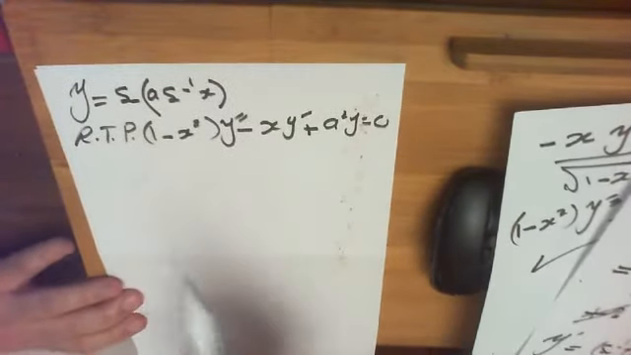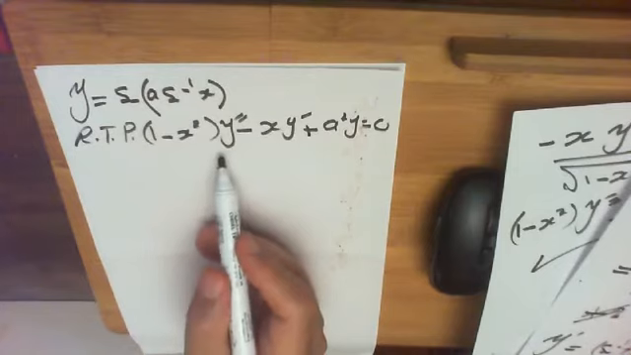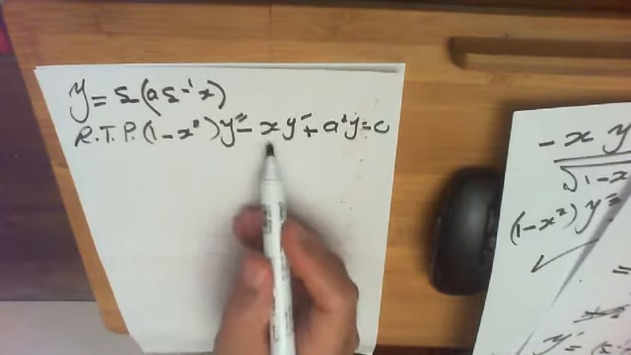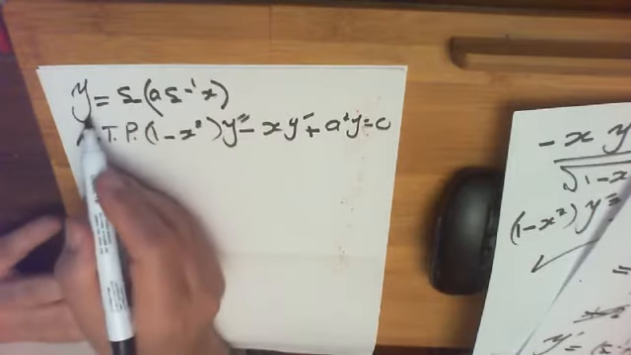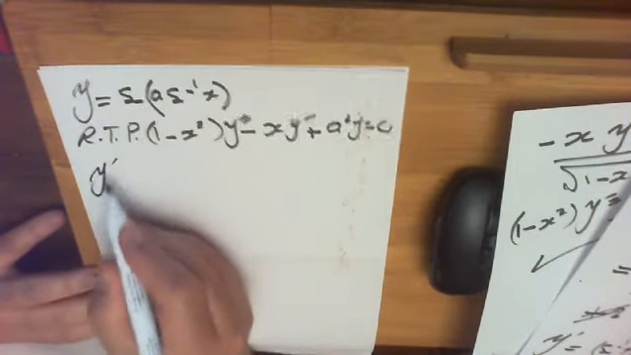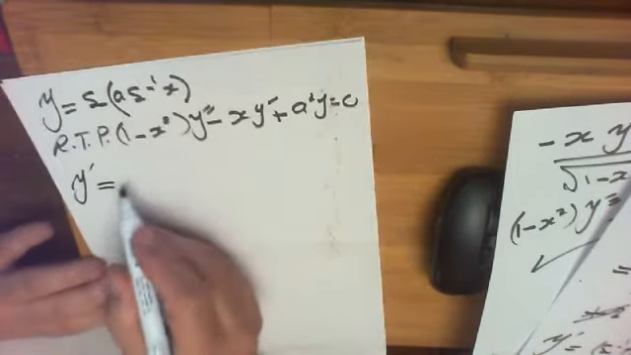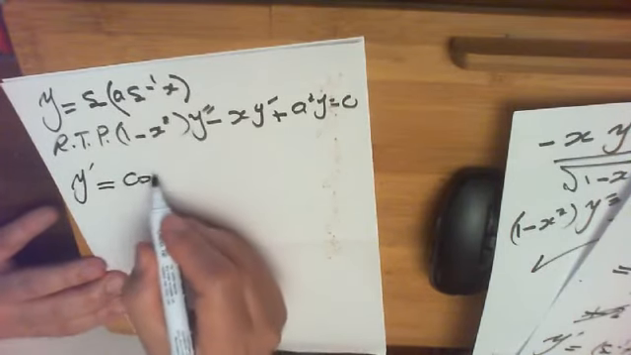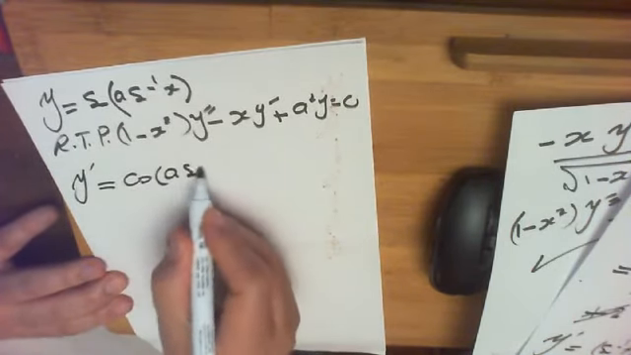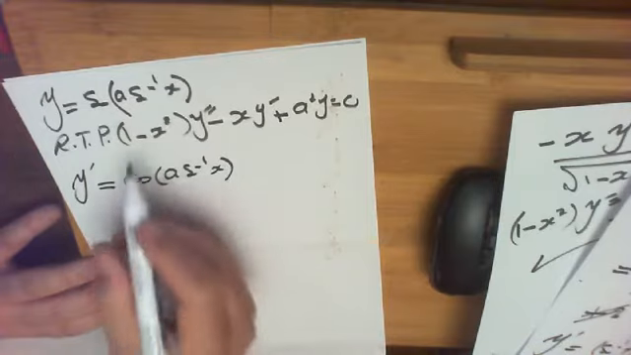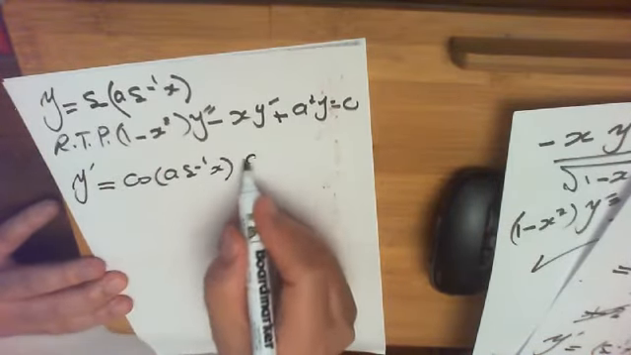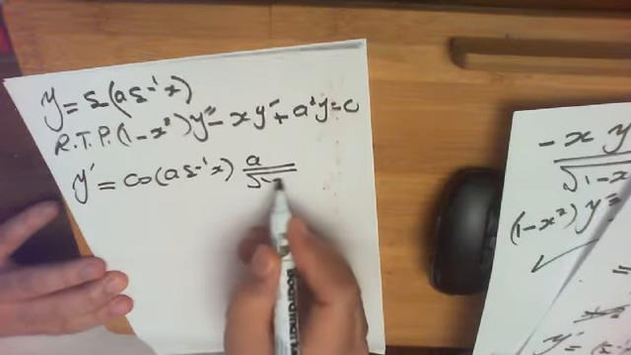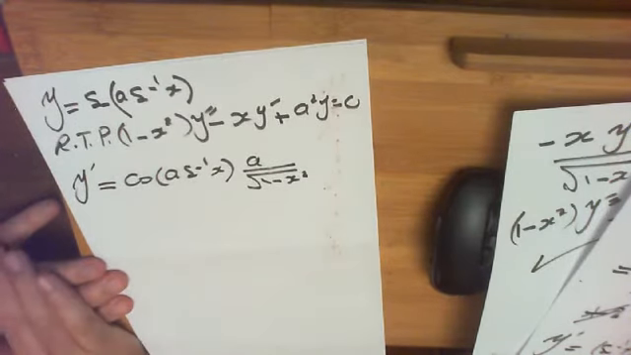We will follow this again. Don't put in your mind that you have to obtain y double dash, y dash, and put them in this formula to prove that it is 0. No. Just differentiate once. Y dash equals, derivative of sine is cosine. Cosine of what? A sine minus 1 x times the derivative of what is inside sine, which is a over root 1 minus x squared. Simplify.